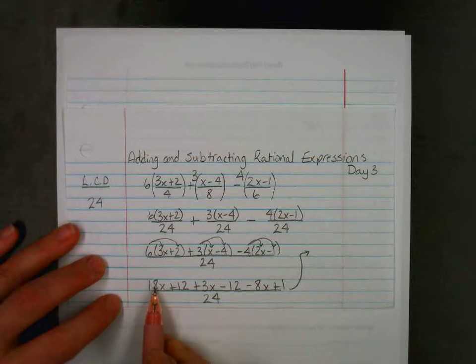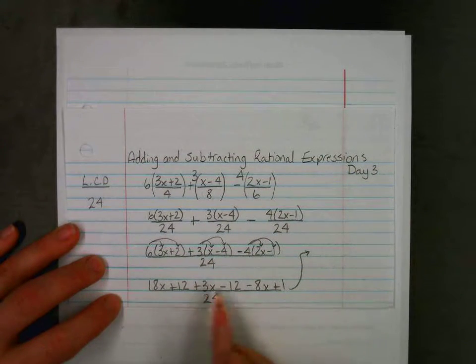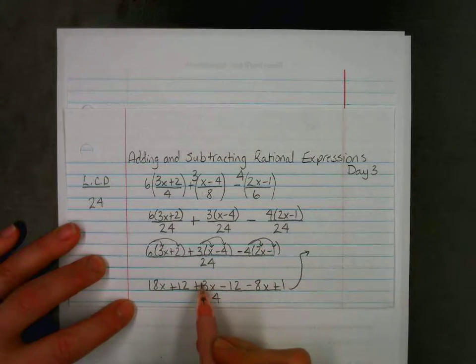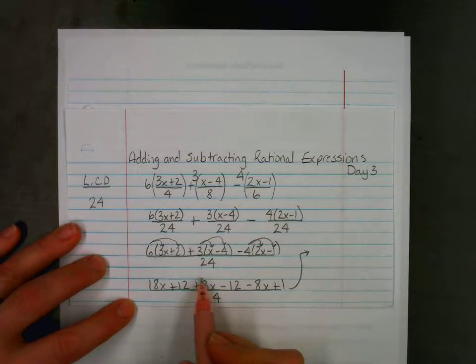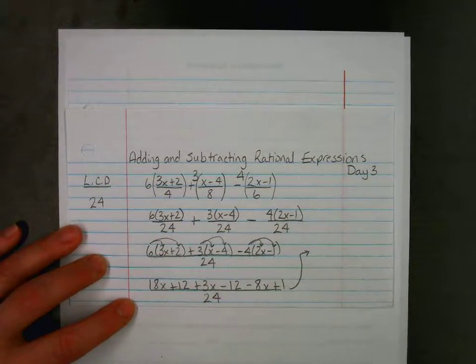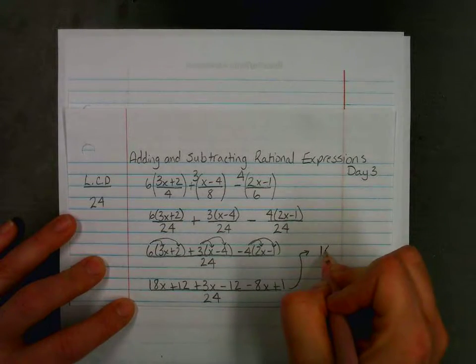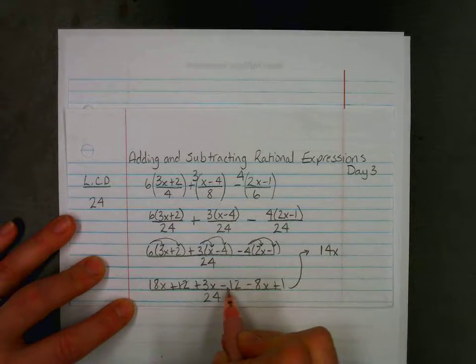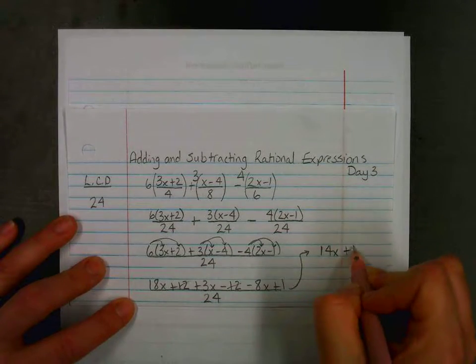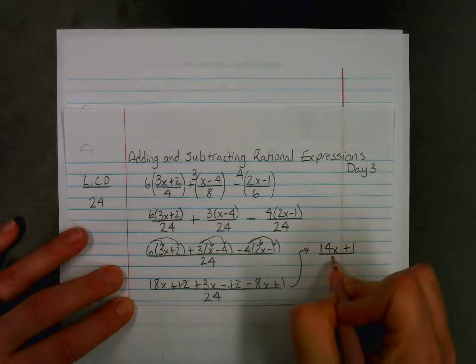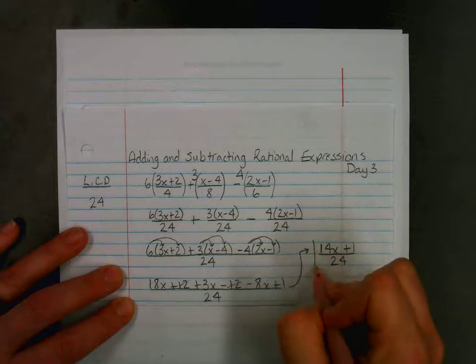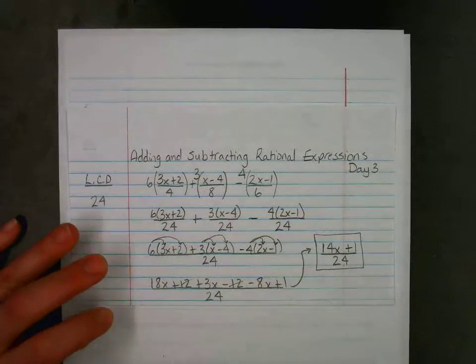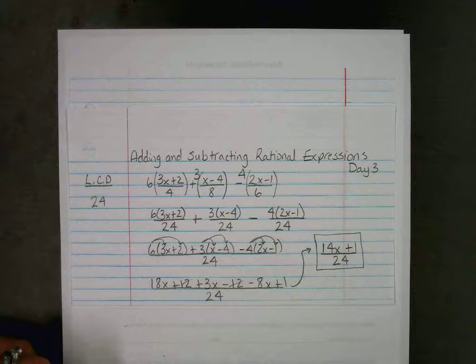All right, now I'm going to add all of my like terms. So I have 18x plus 3x is 21x minus 8x would be 13x. 12 minus 12, well, those would just cancel each other out, plus 1. And this would be all over 24. And that is how you add and subtract a rational expression.